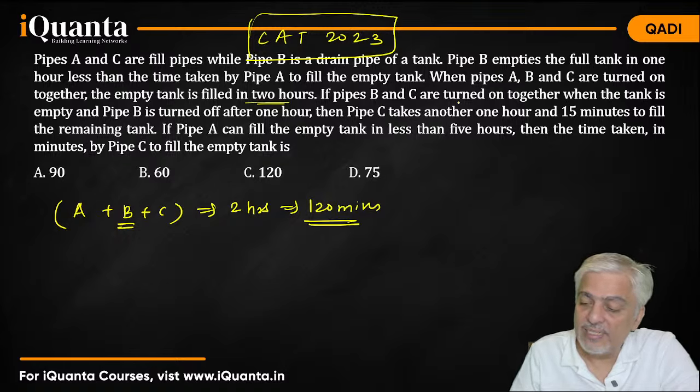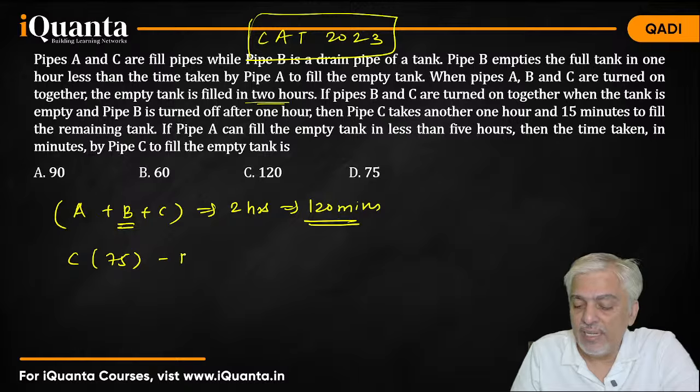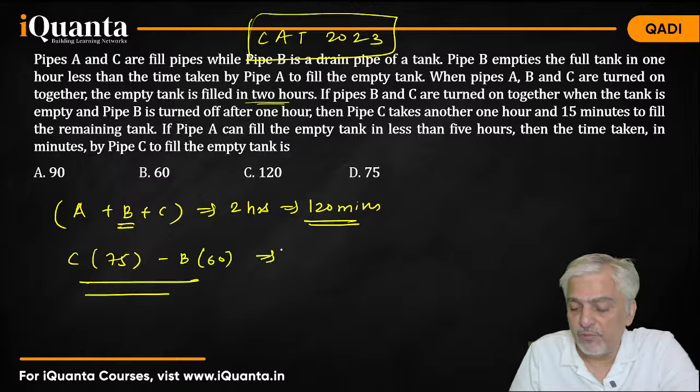If pipe B and C are turned together when the tank is empty and pipe B is turned off after 1 hour, then pipe C takes another 1 hour 15 minutes to fill the tank. That means C for 75 minutes and B for 1 hour. Obviously, these are wrong equations, can fill the full tank, because we have to write in 1 upon form, full tank.